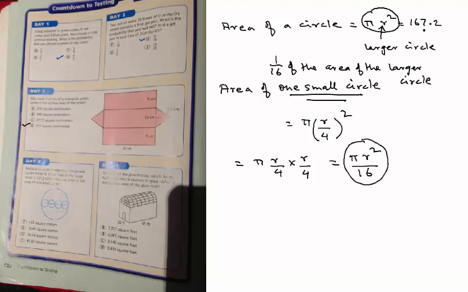And we know that the area of the larger circle is 167.2 square meters. It's given in the problem. Therefore, we could say the area of one small circle is simply going to be 167.2 divided by 16 square meters, and that I believe is 10.45 square meters, and that's option G.